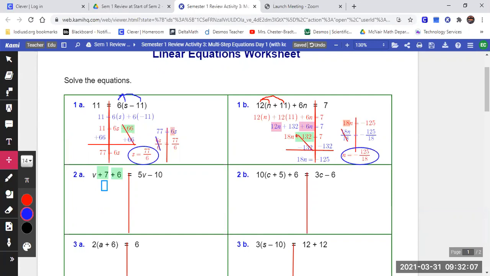Combine our like things. Combine our highlighted stuff. V equals 13. And that's still going to equal the 5v minus 10, though. We're not changing that side at all. Let me fix that. That is supposed to be a positive sign. Okay. We're not changing that 5v minus 10. We're just cleaning up the left side. So we can start big 0 and big 1.